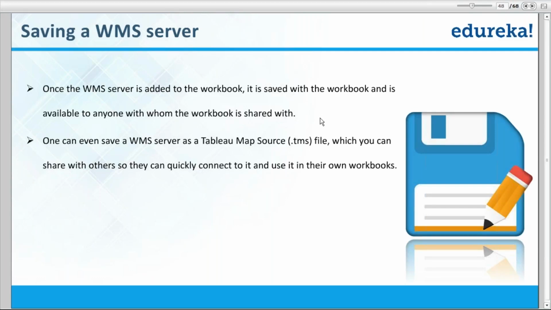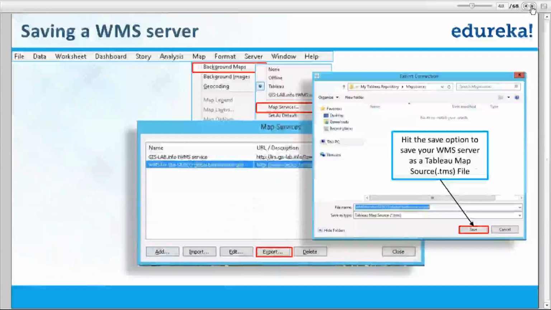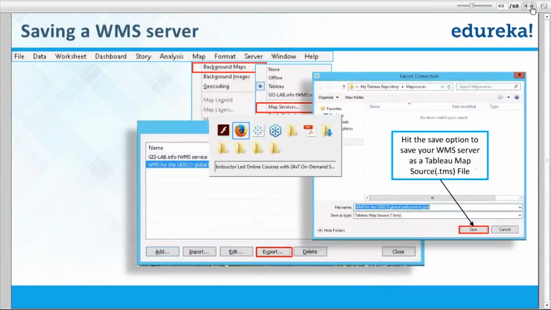For example, if you are going to share this workbook with any of your colleagues or friends in your system, you need to save it in TWBX format. After you save it, the connection information and these things get saved there. After this WMS service is saved, you can also save it as a Tableau mapping source, and you can connect to it from workbooks also, so that you can directly connect to it.